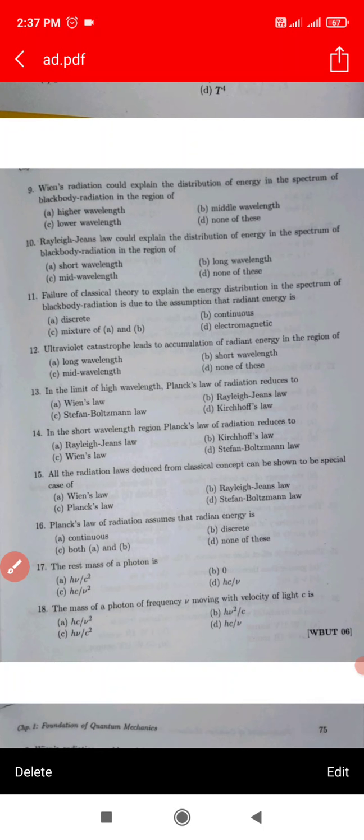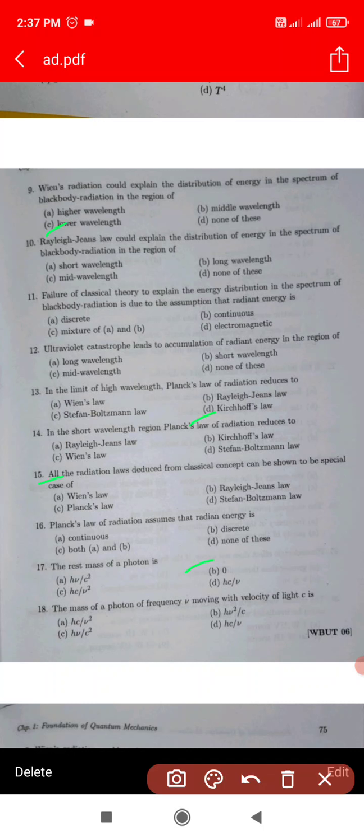Next, 9th question: Wien's radiation law could explain the distribution of energy in the spectrum of the black body radiation in the region of lower wavelength. C is the answer. Next, Rayleigh-Jeans law could explain the distribution of the spectrum of the black body in the region of longer wavelength.